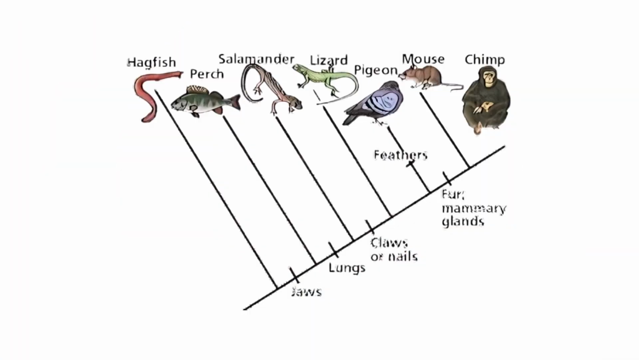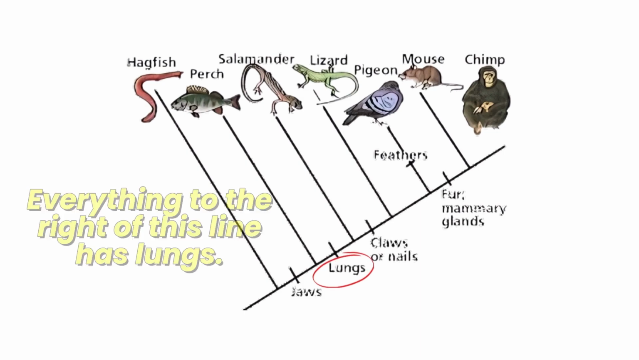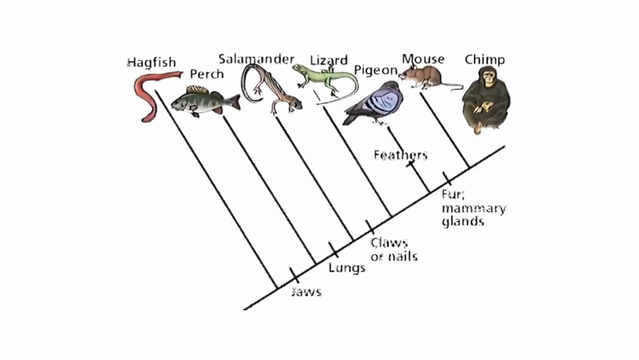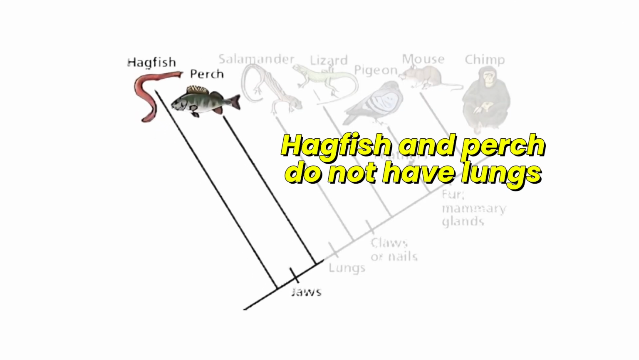What characteristic separates hagfish and perch from all the other organisms? If we look here, the defining characteristic is the lungs. Everything to the right of this line has lungs, including salamanders, lizards, pigeons, mice, and chimpanzees. However, the hagfish and perch are to the left, meaning they do not have lungs.